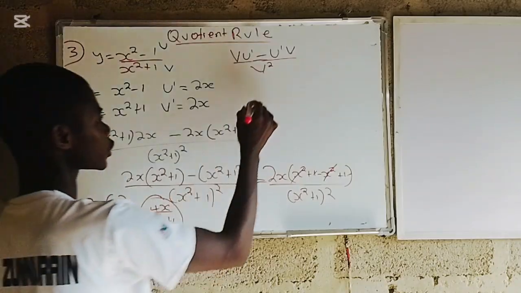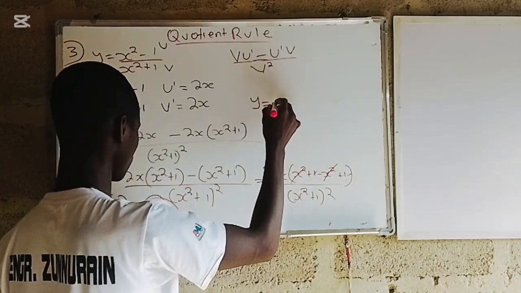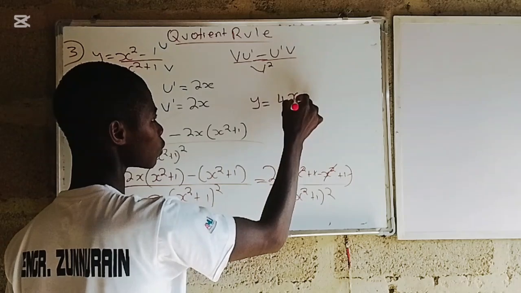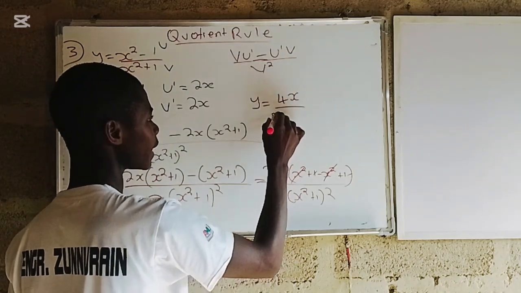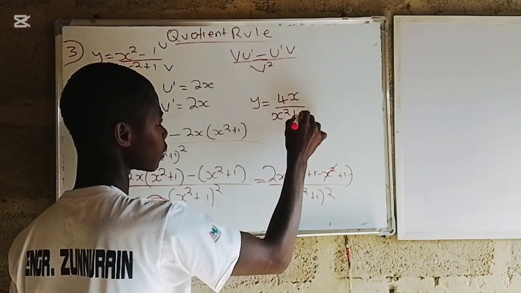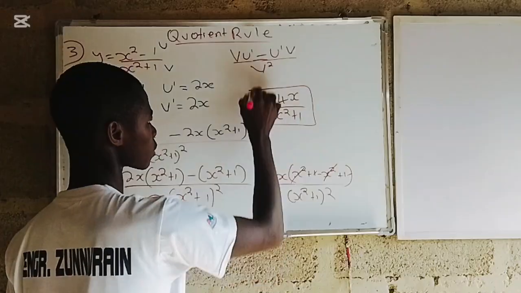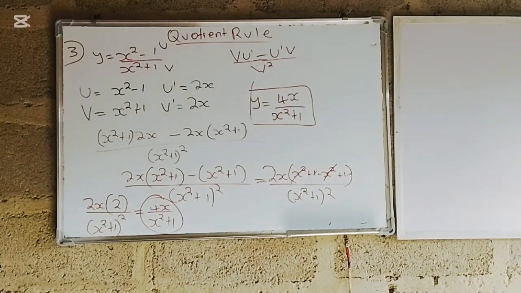So the general solution, y, is equal to 4x divided by x squared plus 1 as my final solution.